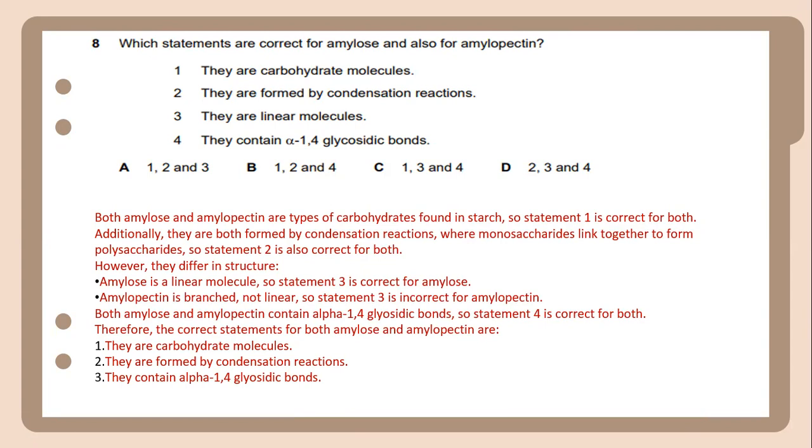And therefore, the correct statements for both amylose and amylopectin are they are carbohydrate molecules, they are formed by condensation reaction, and they contain alpha 1,4 glycosidic bond, which is the answer 1, 2, and 4, which is B.